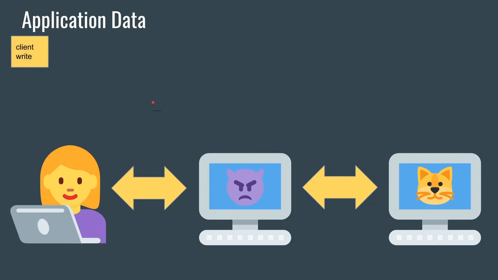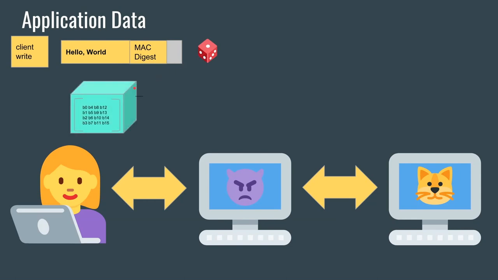The client will then take their client write key, their unencrypted hello world message, append on the MAC digest, as well as some padding to make the total size evenly divisible by the block size of our symmetric encryption algorithm. Let's say in this case we're using AES 128, the length of this would have to be divisible by 128. And we're going to generate a random initialization vector and feed all this into our AES encryption function.